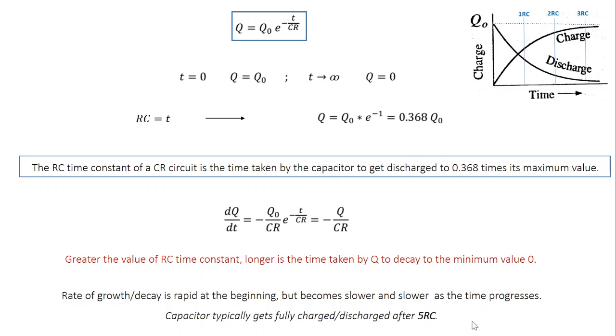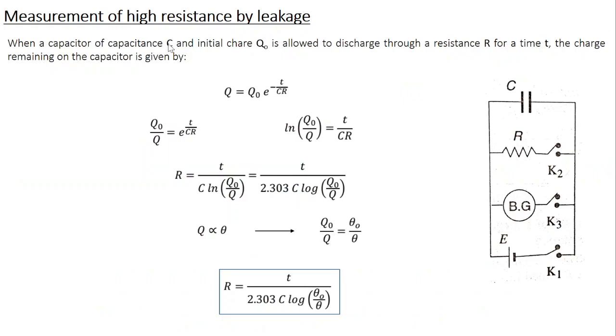Now, one of the applications of this kind of an RC circuit is to determine the value of an unknown resistance. So usually this is used to measure high resistance. So now we know that when a capacitor of capacitance C and initial charge Q0 is allowed to discharge through a resistance R for a time T, the charge remaining on the capacitor is given by Q equal to Q0 e to the power minus T by CR.